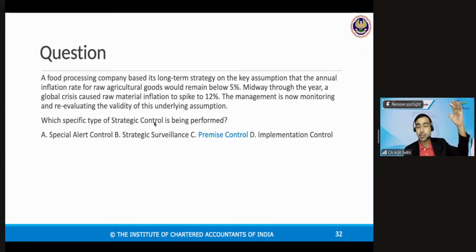I had an assumption of an annual thing. Somewhere in the middle something happened. I'm reevaluating my assumption. Is my assumption right or wrong? Okay, that's called premise control. Are we clear?